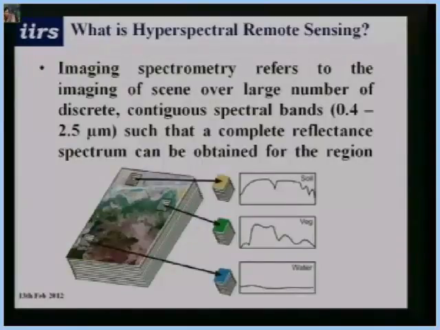Essentially, the curves which you see are continuous spectral plots that measure the reflectance from the ground features in the wavelength regions responding to the solar illumination.